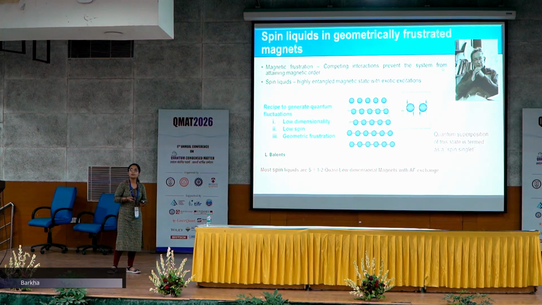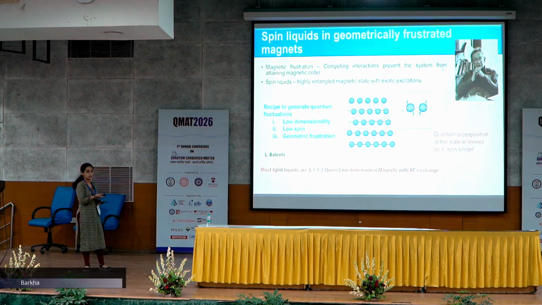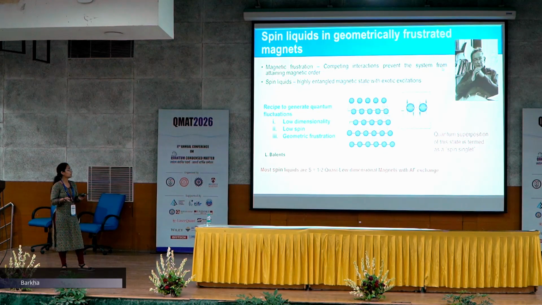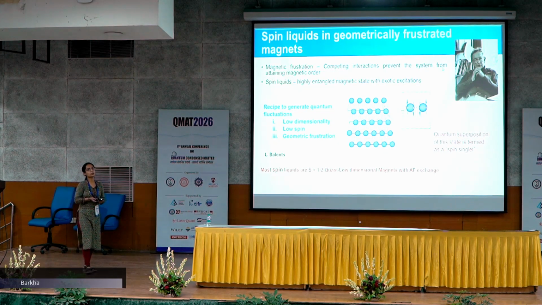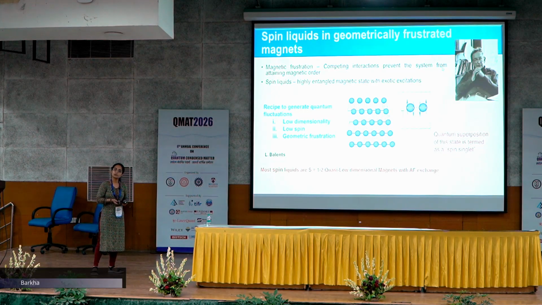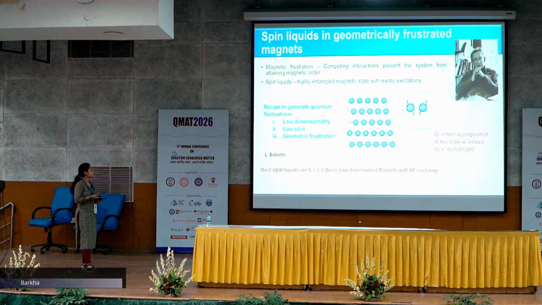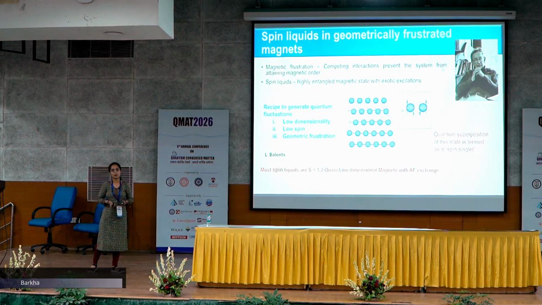Historically, triangular antiferromagnets were the first systems on which the idea of quantum spin liquid was established by Philip Anderson, who coined the term resonating valence bonds, which means two spins on neighboring sites can exist simultaneously in two configurations, and the quantum superposition of these states is termed a spin singlet. So, what is the route to realize this kind of state? It's by generating quantum fluctuations. The recipe for quantum fluctuation is low dimensionality, low spin, and geometric frustration. In fact, most spin liquids are spin-half quasi-low-dimensional magnets with antiferromagnetic exchange.